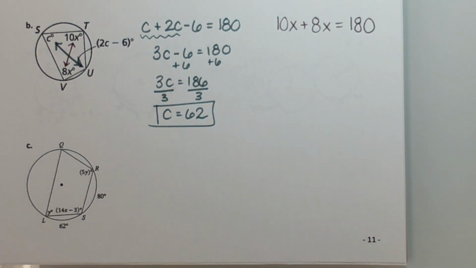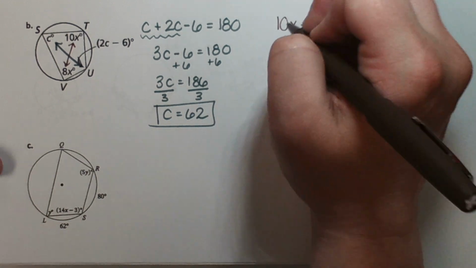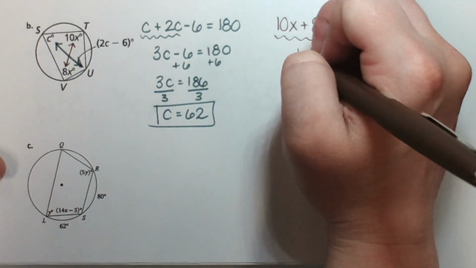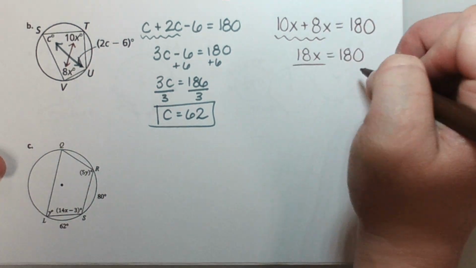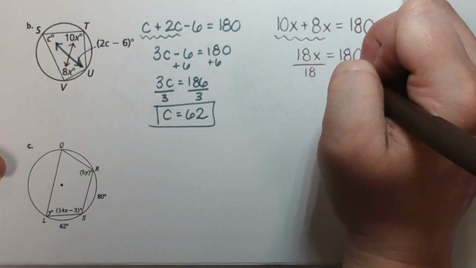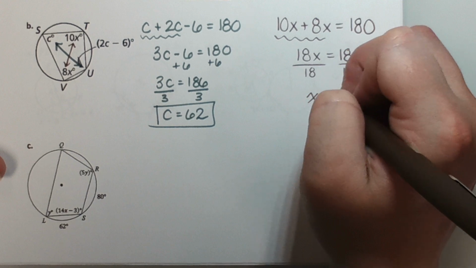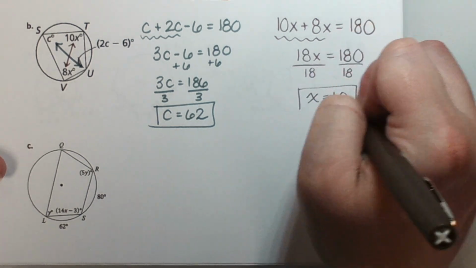If I want to solve this, what do I have to do first? Combine like terms. It's not optional here. That is what you have to do first. I wonder what we get, Miss Betsy. I think it's 10. I think you're right.